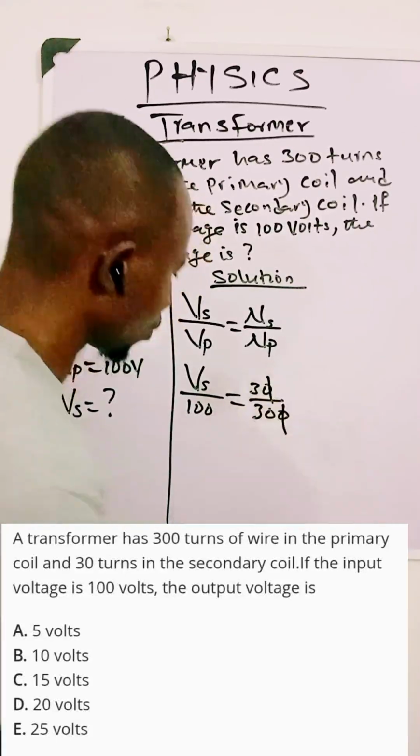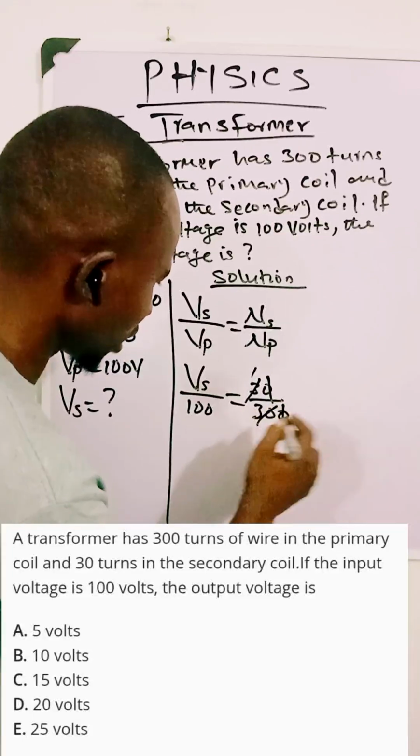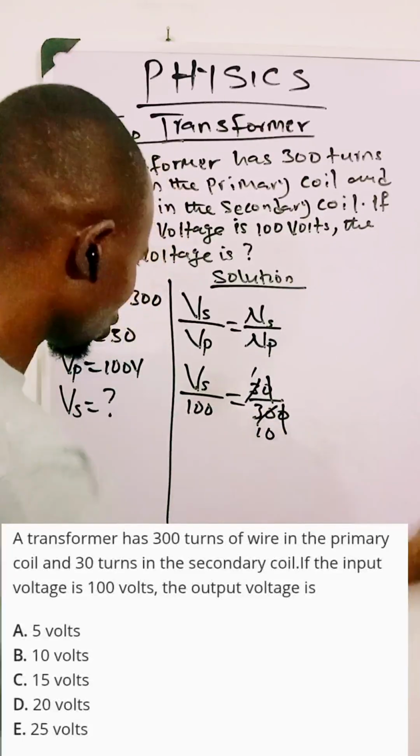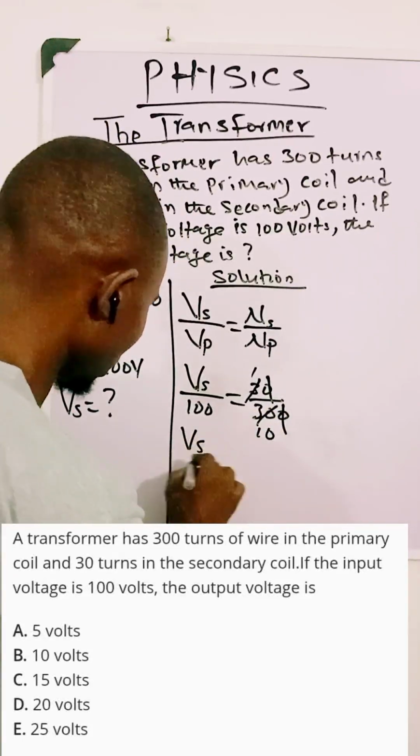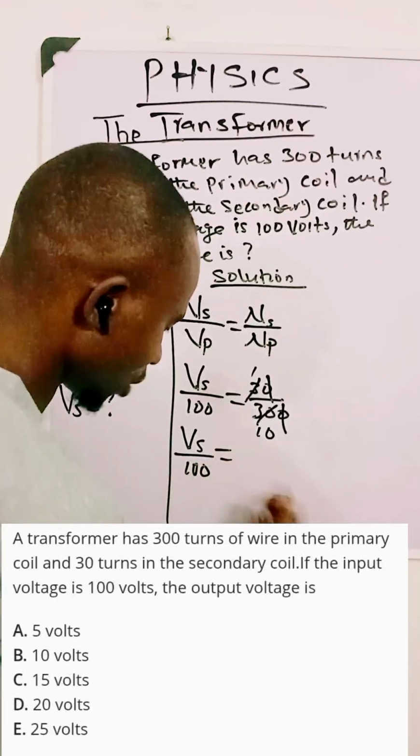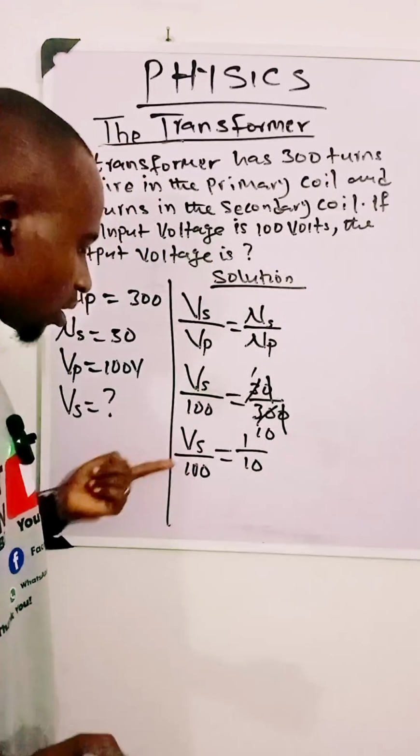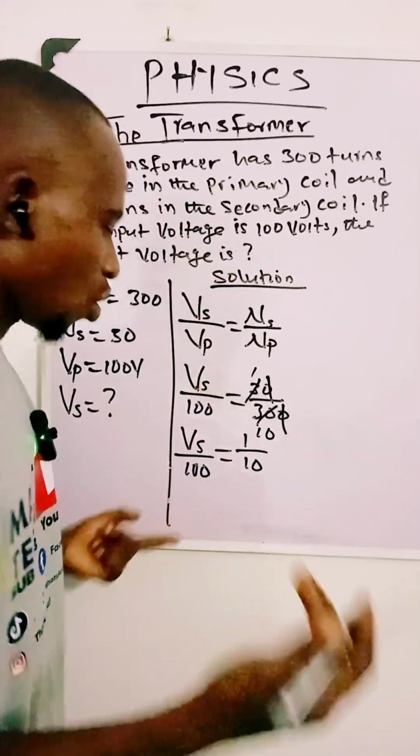This one will go, right? Next I have here 3, here 1, 3. How many times? 10. Okay, so what I'm going to have is Vs over 100 equal to 1 over 10.